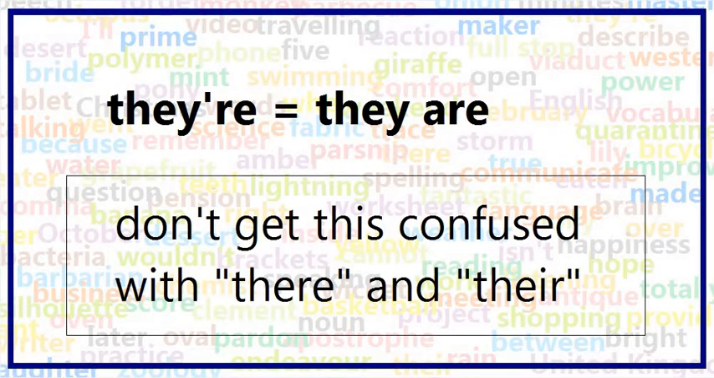Here we can see the contraction they're, which is short for they are. People often get this mixed up because there are three words that are pronounced the same. So don't get this confused when you are writing with there, T-H-E-R-E, and their, T-H-E-I-R.